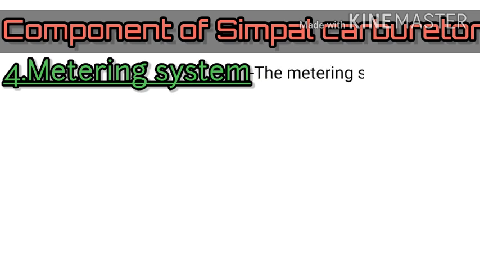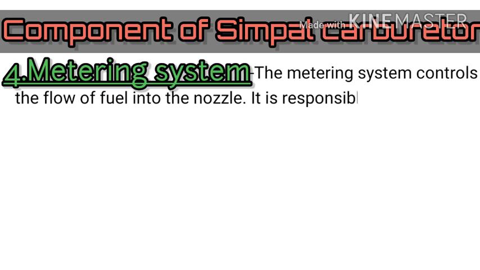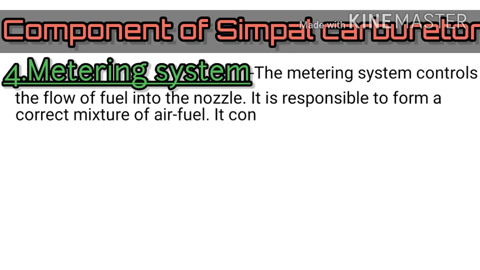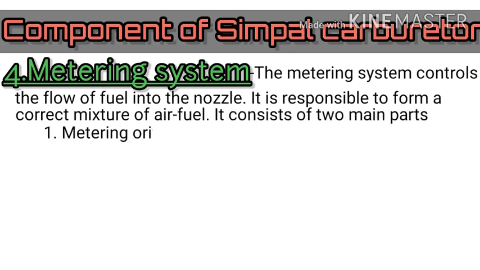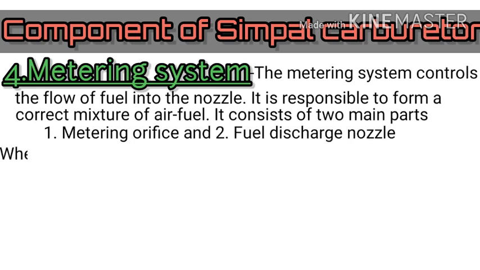Metering system: The metering system controls the flow of fuel into the nozzle. It is responsible for forming a correct mixture of air and fuel. It consists of two main parts: first, the metering orifice, and second, the fuel discharging nozzle.